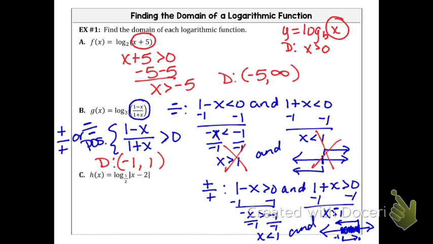All right, on C. C has absolute value. So we know that this piece here is going to have to be greater than 0. Well, when is absolute value greater than 0? It's always greater than 0. So we're just going to split this. Remember, with absolute value, what's inside can be positive, and it'll be greater than 0. And what's inside could also be negative.